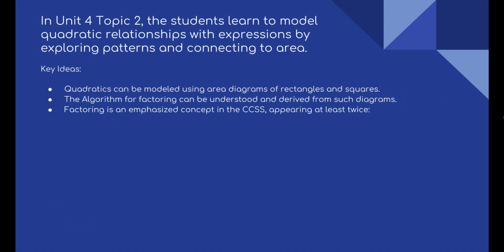In Unit 4, Topic 2, the students learn to model quadratic relationships with expressions by exploring patterns and connecting to area. Quadratics can be modeled using diagrams of rectangles and squares. The algorithm for factoring can be understood and derived from such diagrams. Factoring is an emphasized concept in the Common Core State Standards, appearing at least twice.